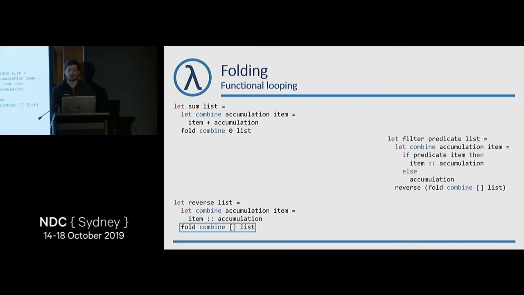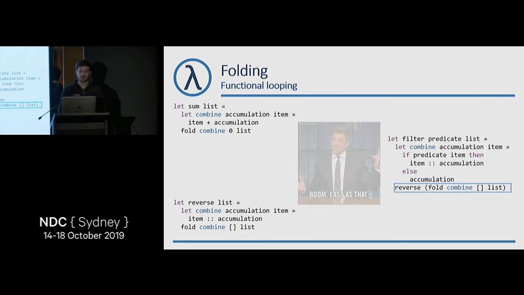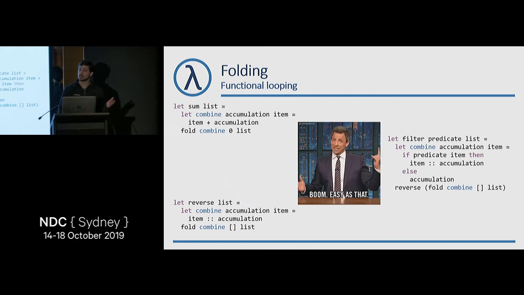What about filter? Well, again, we define our combine function. It just uses the predicate to see whether we want to keep that particular item or not. If we do want to keep it, we add it to the front of the accumulation list. Otherwise, we drop it on the floor and return the same accumulation list. Then we call our fold function. We pass in our combine function. We pass in the empty list to start our accumulation, and we pass in the list we want to filter. But here, remember, we're also doing a reverse to make sure that we get back our original list ordering. And boom, we've just used a general fold function to implement our three tail recursive functions.